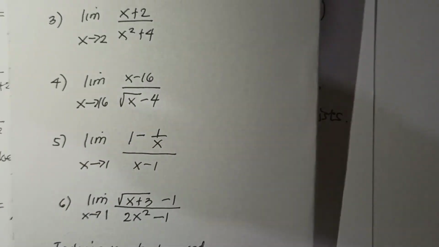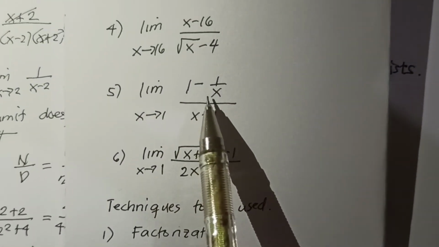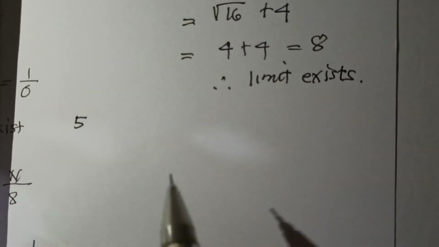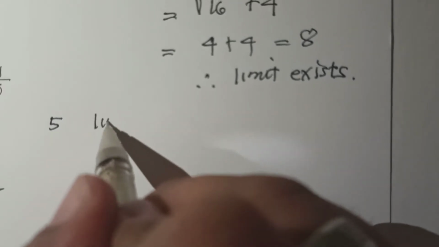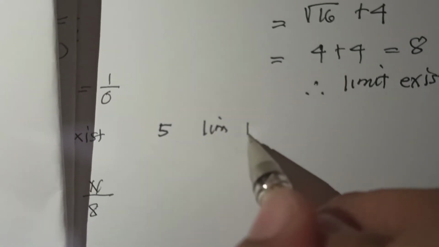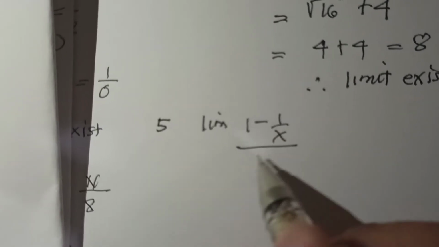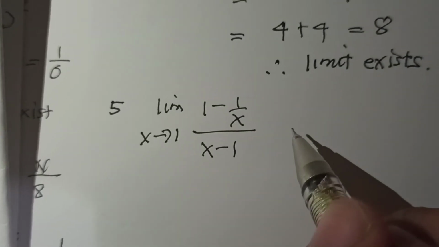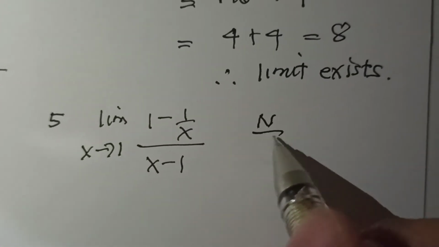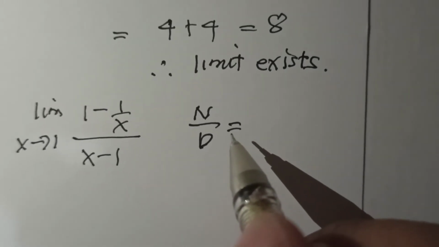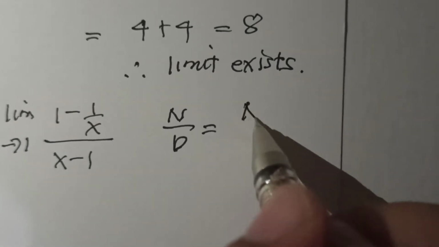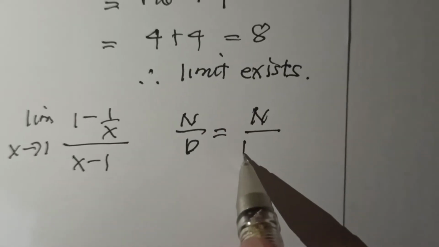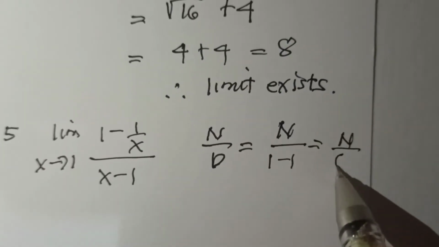Okay. Number 5. So in number 5, this is problem number 5. Limit of 1 minus 1 over x minus 1, we will just copy, as x approaches 1. So limit of 1 minus 1 over x minus 1 as x approaches 1. So we will have first n over d, numerator over denominator. So our numerator, with x approaching 1, is 1 minus 1. So therefore n over 0.